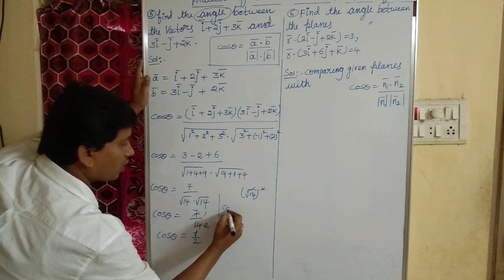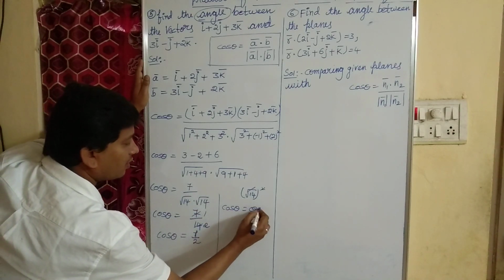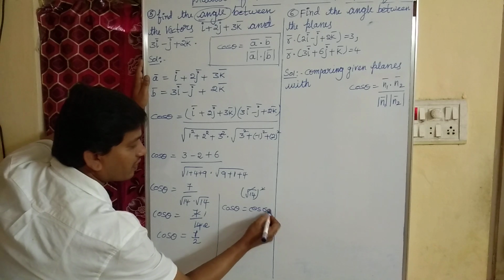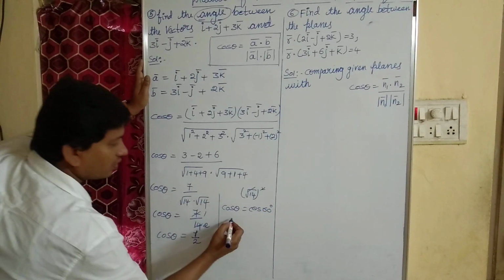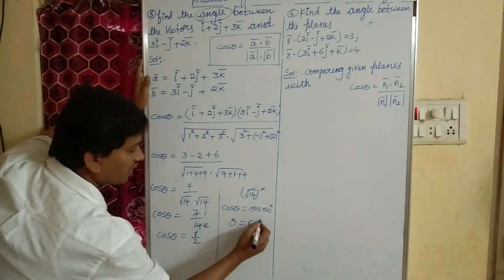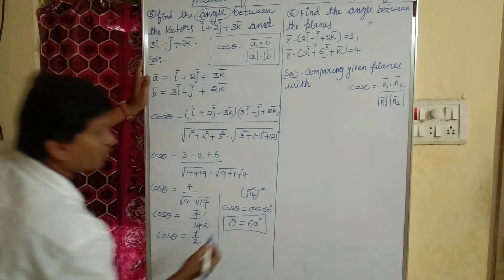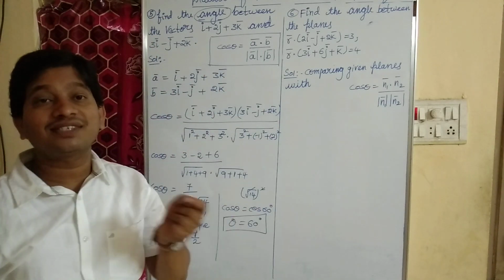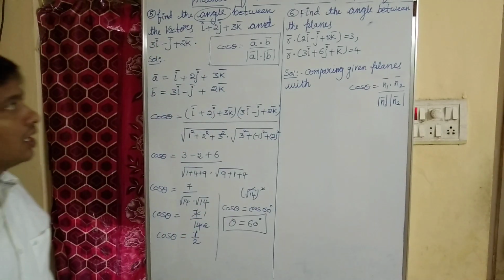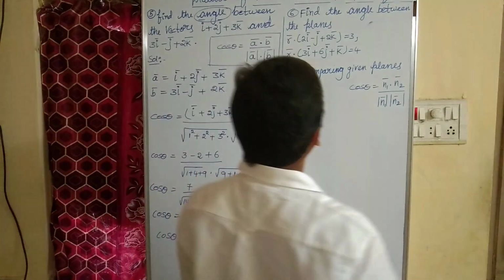As we know, cos 60 value is 1 by 2, right? Cos 60 value 1 by 2. So cos gets cancelled. So theta equal to how much? Theta equal to 60 degrees. I mean the angle between the given two vectors is 60 degrees. Okay.